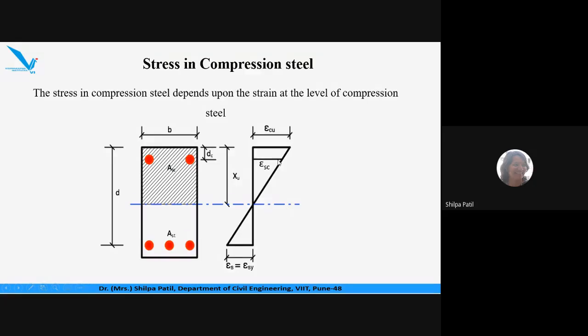Here in this strain diagram, the strain in the concrete is shown here, epsilon Cu. The strain in the tension steel is also shown here as epsilon S or epsilon Sy. Similarly, the strain in compression steel is shown at the level of compression steel, which will be somewhere here, which is denoted by epsilon Sc. So by making use of this strain diagram, now we want to find out what is the expression for epsilon Sc and what is FSC.